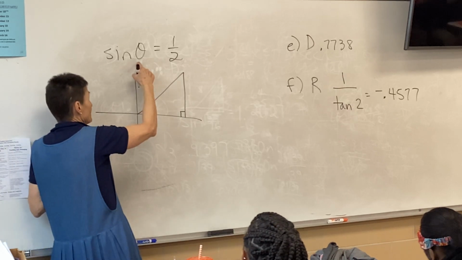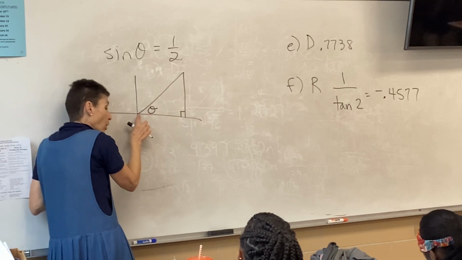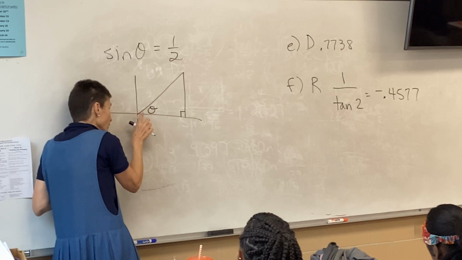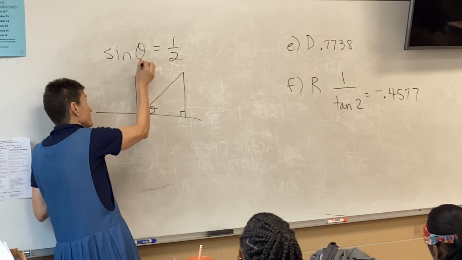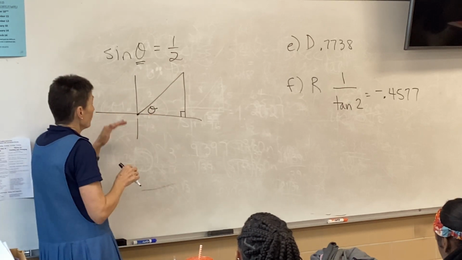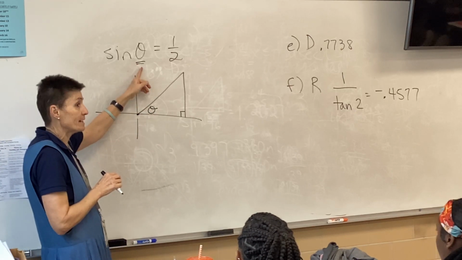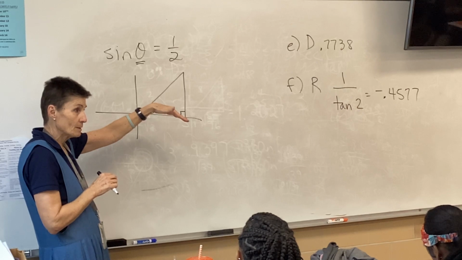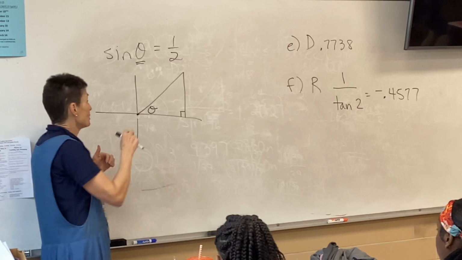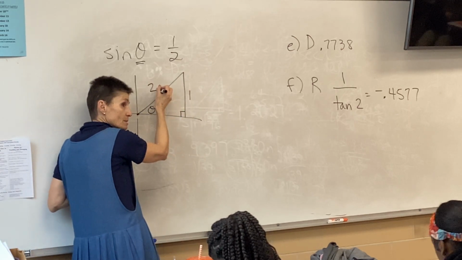The angle in the problem, which in this case is theta, the unknown, always goes at the origin. Now, what do I know about that triangle? I know the sine is 1/2. So what's sine? Opposite over hypotenuse. So here's the angle, opposite over hypotenuse.